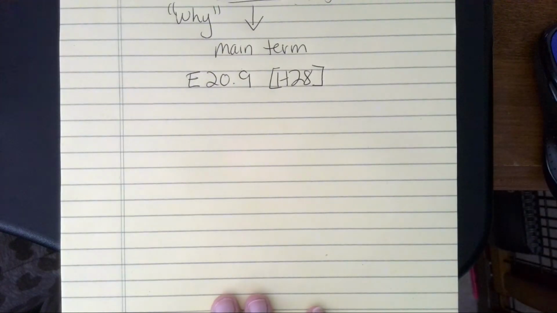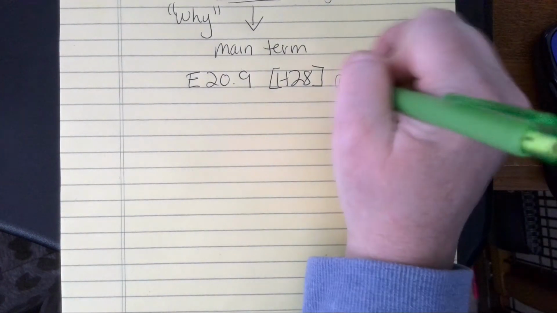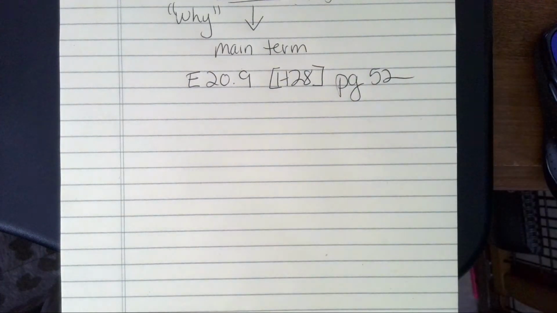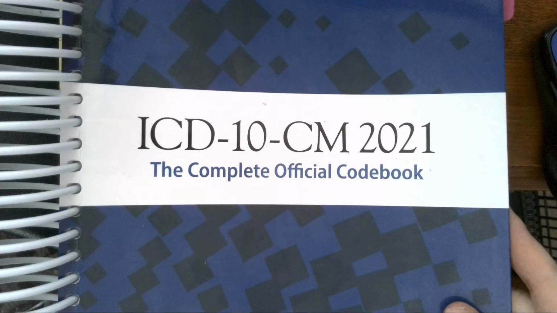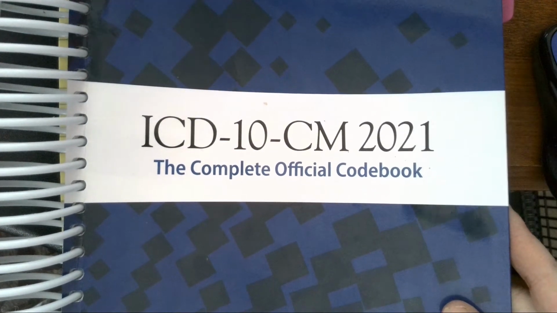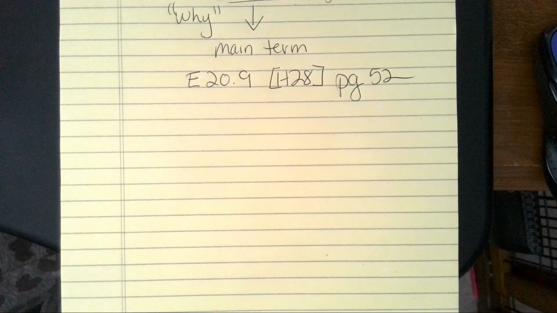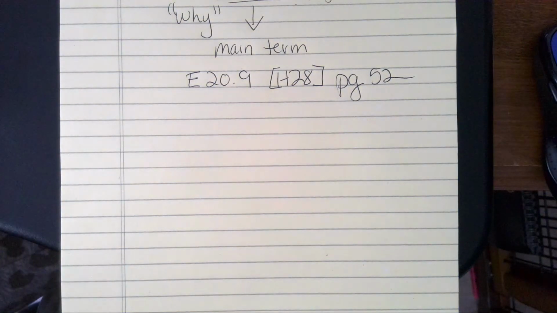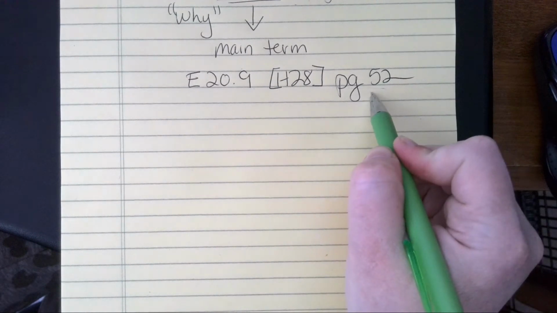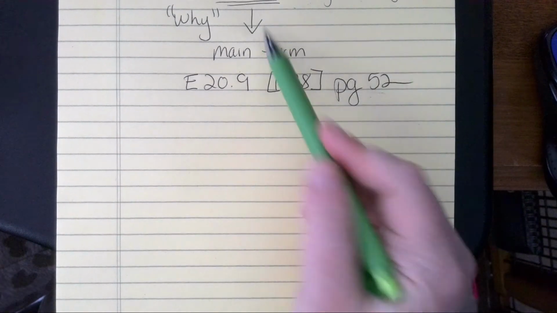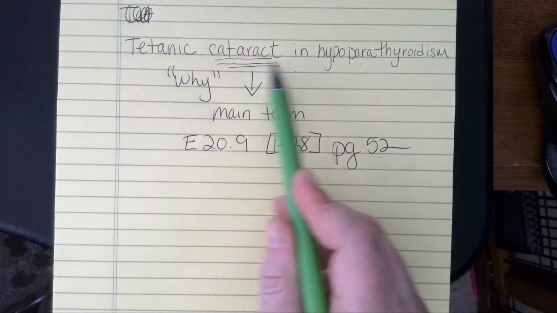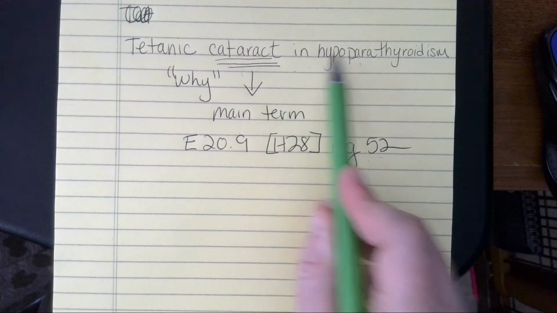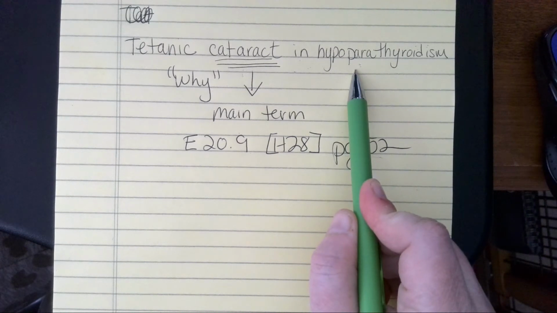Okay? So again, I found that on page 52. And if you are not using the AMA version, the ICD-10-CM 2021, if you're using a different manual, which is fine, it may not be on page 52, but it would still be under the main term of cataract, and then the subterm of in, and then the second qualifier of hypoparathyroidism.